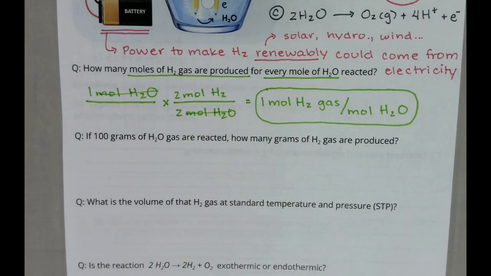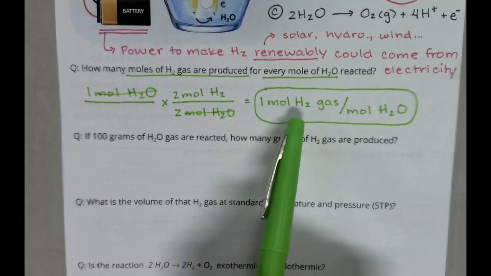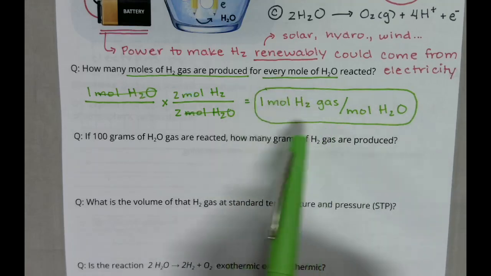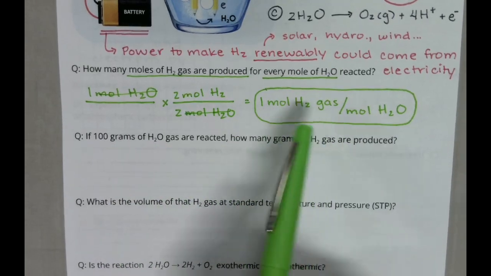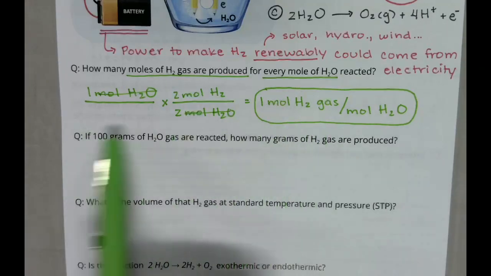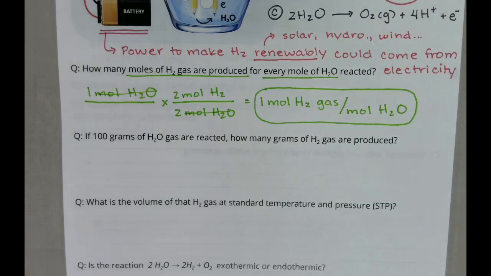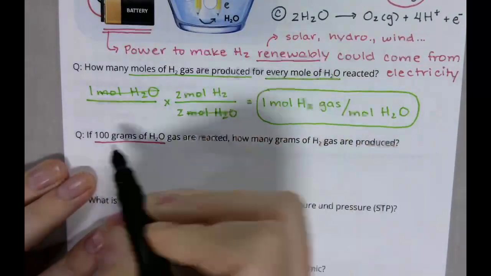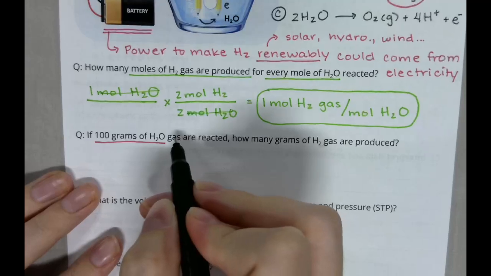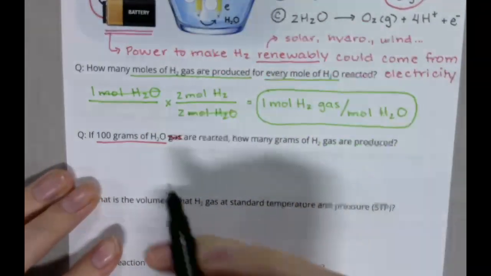Good. Our next question is, great, we made this gas, but we have to carry it around in the car. So we want to know how many grams of hydrogen gas are we getting. So let's say we split 100 moles of water. So we're going to start with that, or excuse me, 100 grams of water. So we're going to start with 100 grams of water. Oops, that should not say gas. Obviously we'd be splitting liquid water. There's no reason to do this with steam.